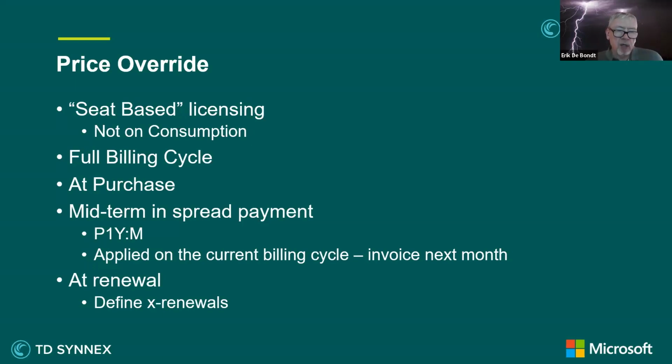What is happening today will be applied on the next billing cycle, on the next purchase. You can do it at purchase. You can do it midterm. If you have a spread payment, so yearly, monthly, you can do it for 5, 6, 7 months if you would like to. It is applied on the current billing cycle at first, and it will always be invoiced on the next month. Or at renewal, where you can define X renewals to be done, or as we saw, indefinite until you change it manually.